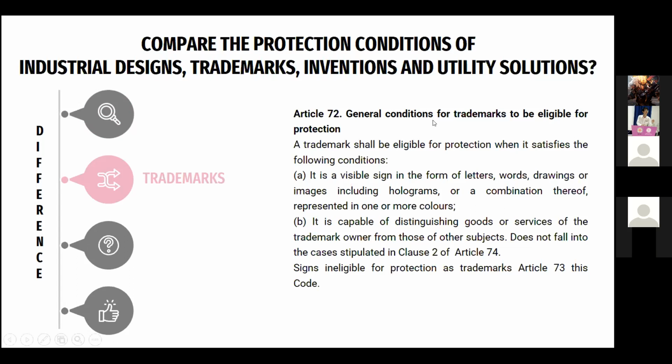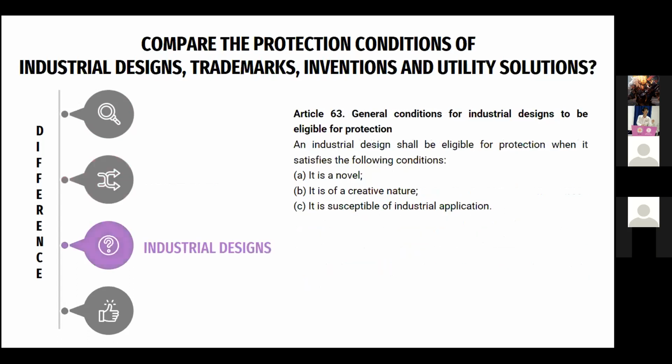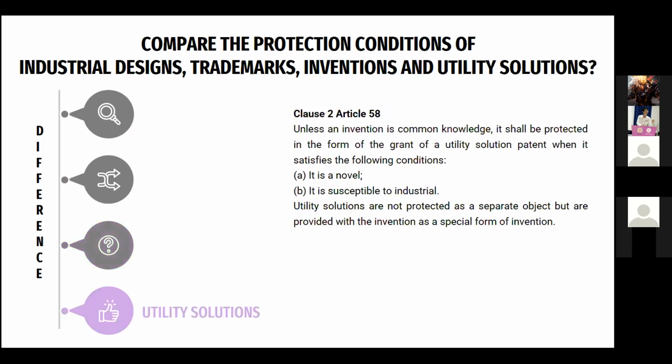Article 17.3. The next is industrial design. Article 16.3. An industrial design shall be eligible for protection when it satisfies the following conditions. A, it is novel, Article 16.5. B, it is creative, Article 16. C, it is susceptible to industrial application, 16.11.